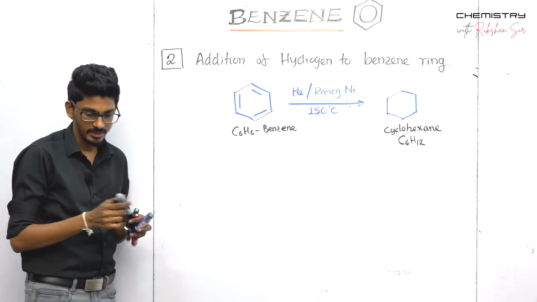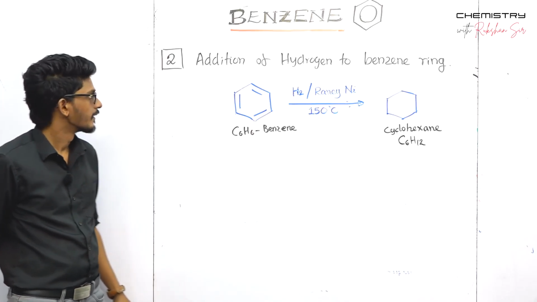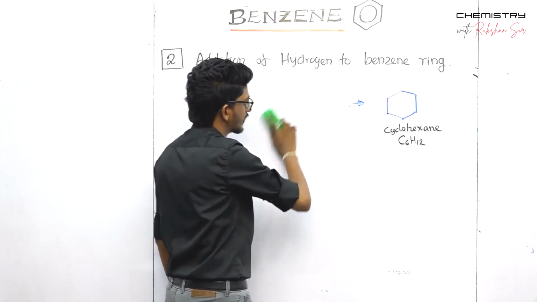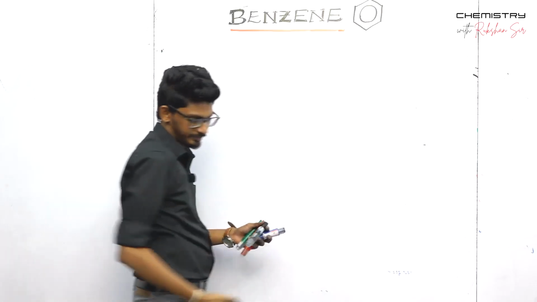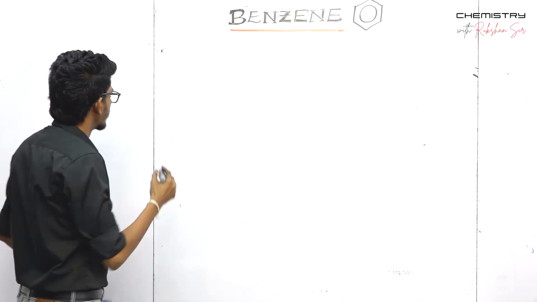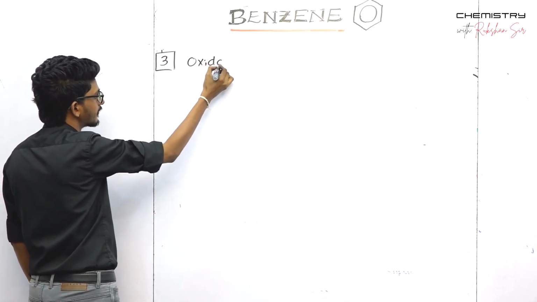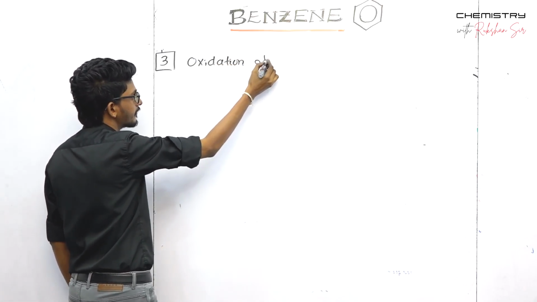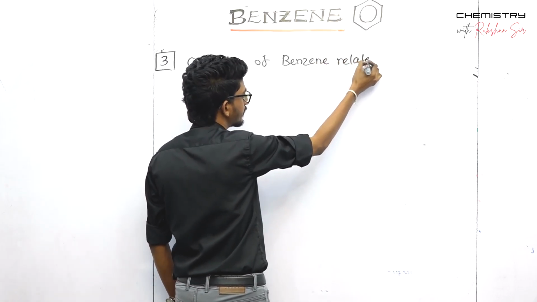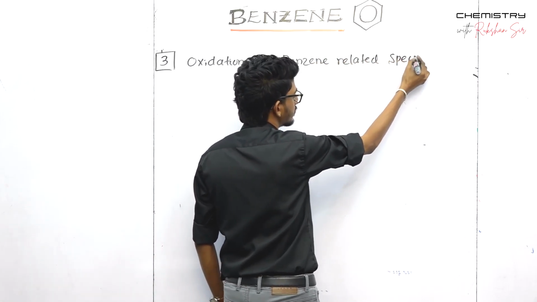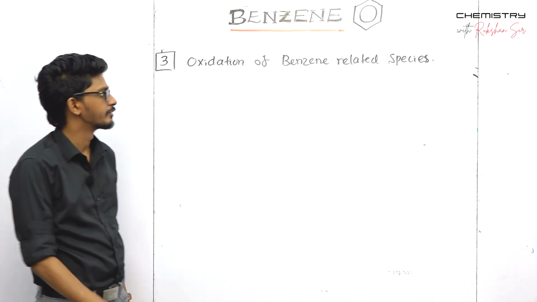Third kind of reaction. This is our third one. The third kind of reaction you should know with the involvement of the benzene ring. Third type: the oxidation of benzene related species. Quickly, let's discuss this. The oxidation of benzene related species.